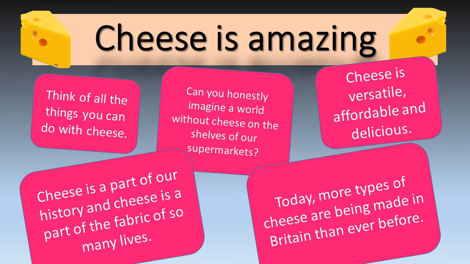And if I've got 5 minutes at the end to read my work back carefully, I'm going to edit. So I might have said cheese is lovely, affordable and delicious, and then thought, hang on, I can do better than that. And I would have put a line through lovely and written versatile above it, using some ambitious vocabulary to improve my outcome. I've got cheese is a part of our history, and cheese is a part of the fabric of so many lives.